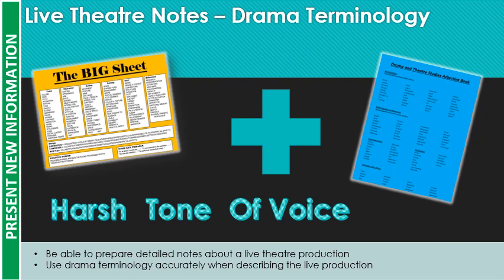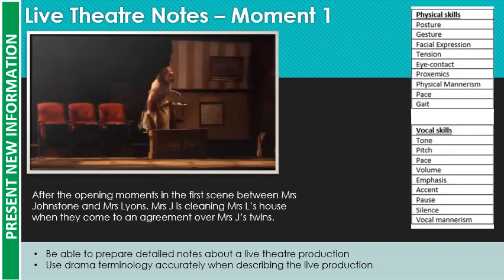So we're going to start preparing our live theatre notes by looking at our first moment. Those second 2 parts of the learning objective are to be able to prepare detailed notes about a live theatre production and to use drama terminology accurately when describing a live production. If you have the live theatre notes sheet in front of you, you will see that you have my notes for moment 1 and moment 2.